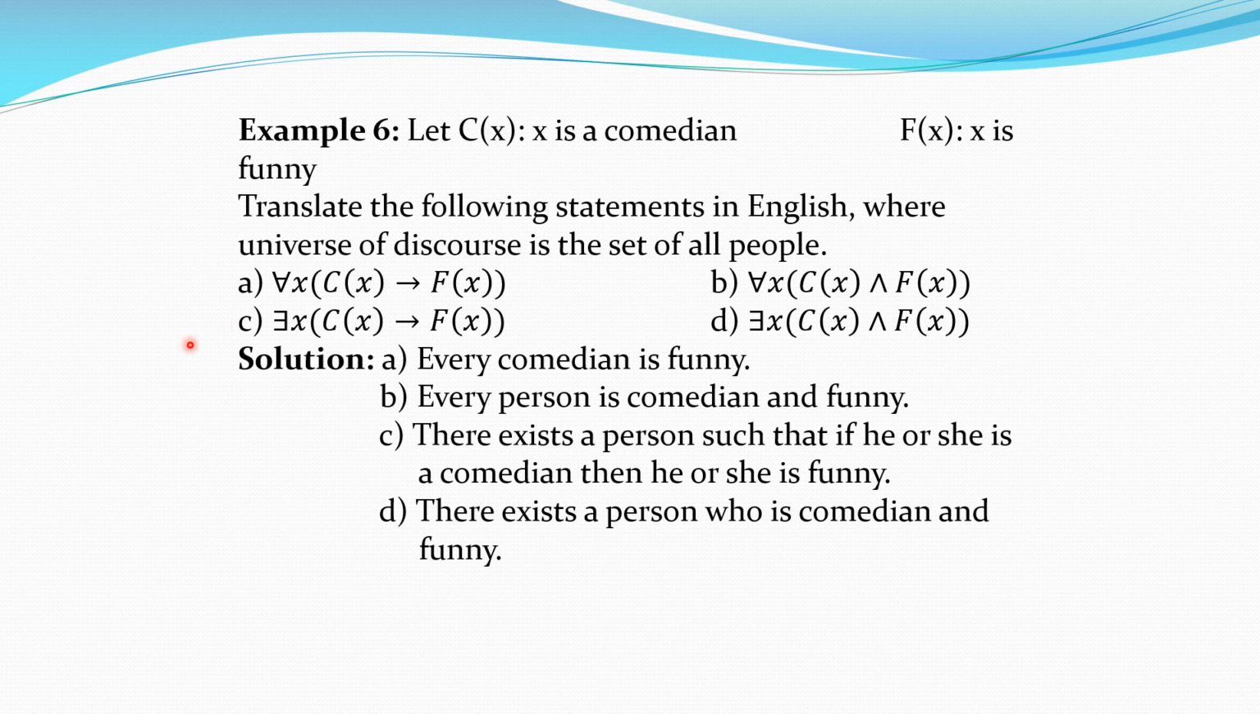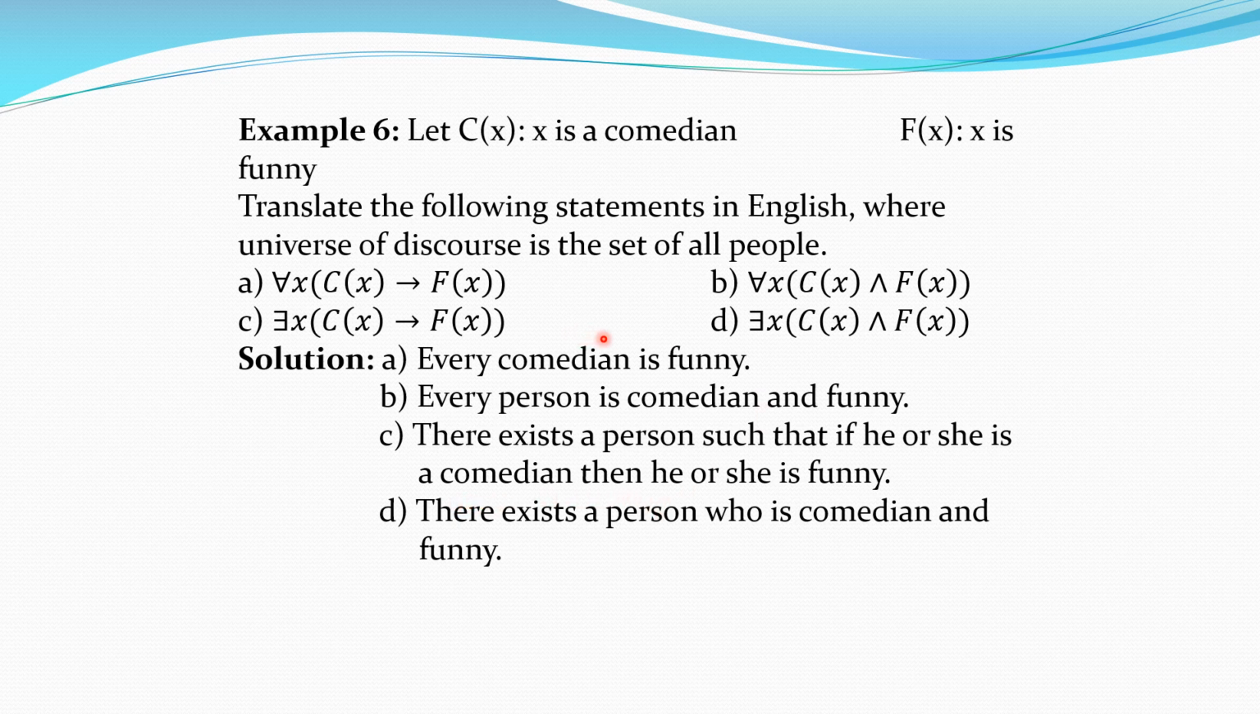Third, there exists x, Cx implies Fx. Now again this part is the same but the quantifier is different. So there exists some x who is comedian, then he is funny. So how to write in English? There exists a person such that if he or she is a comedian, then he or she is funny.